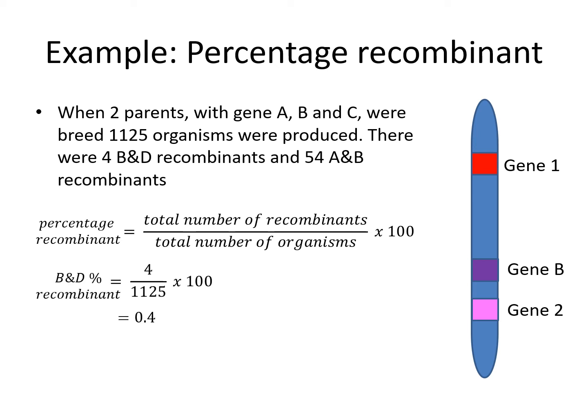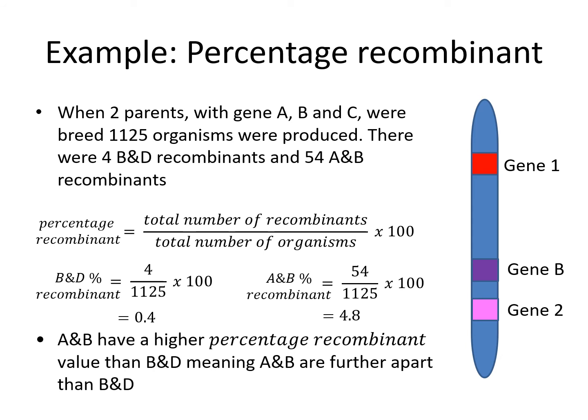which gives us a value of 0.4. And for the other recombinant, we get 54 divided by 1125 against the total population. And we multiply that by 100 to give us a value of 4.8. What that means is that A and B have a higher percentage recombinant value than B and D. Therefore, A and B are further apart than B and D. As a consequence, if A and B are further apart, B and D are closer together, well then gene 1 must be A and gene 2 must be D.